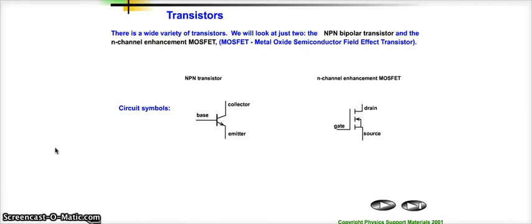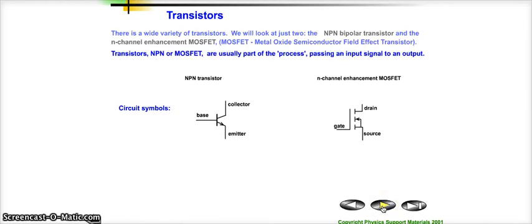The circuit symbols for these are shown on the screen. Each of them has three connections. The one on the left we generally think of as the input, and the two on the right as the output. So for the MOSFET, the gate is the input and the drain source connection is the output. For the NPN transistor, the base is the input, the emitter collector connections are the output. When we apply a voltage to the base, then the transistors can switch on.